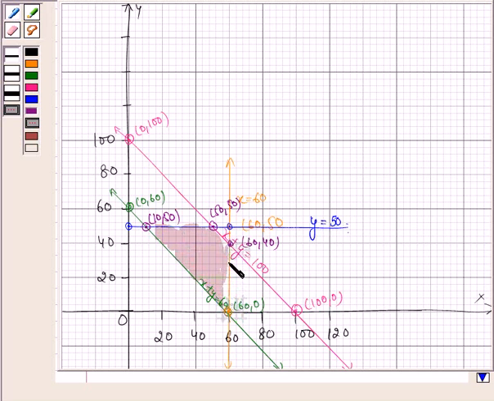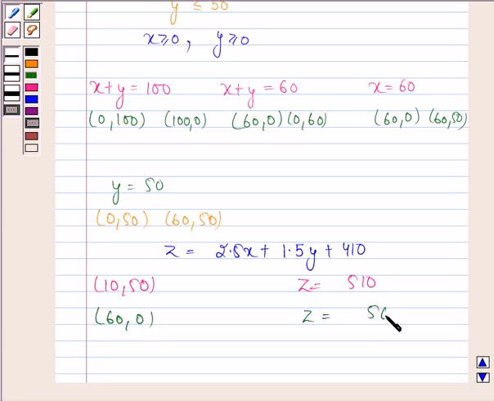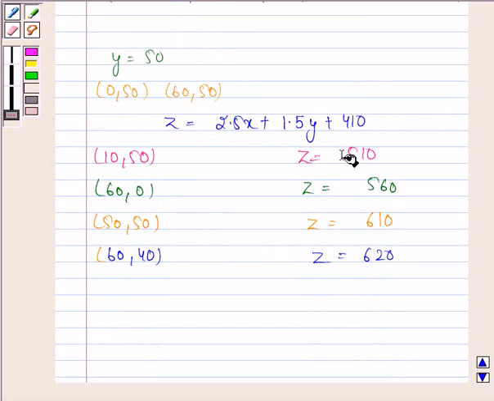So now we will calculate value of z at each of these points. z is equal to 2.5x plus 1.5y plus 410. Now the first point is (10, 50). Value of z at this point is 510. Second point is (60, 0). Value of z at this point is 560. Third point is (50, 50). Value of z at this point is 610. Fourth point is (60, 40). Value of z at this point is 620. So, minimum value of z is 510 at the point (10, 50).